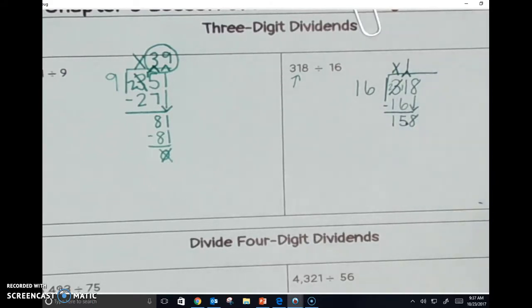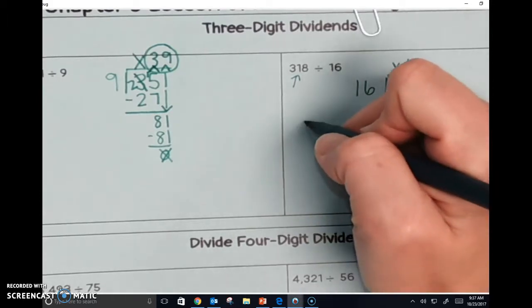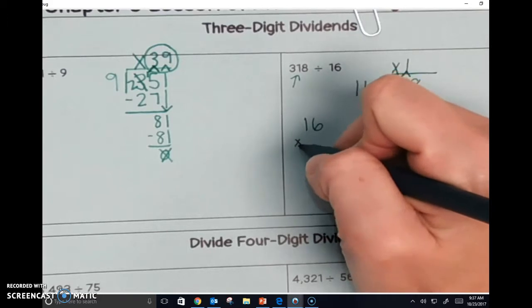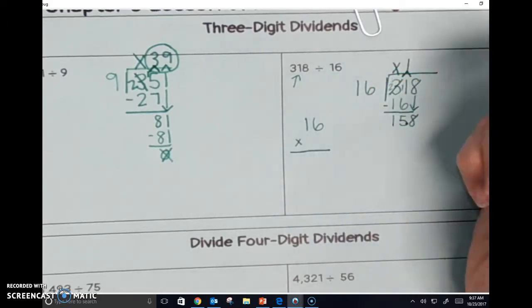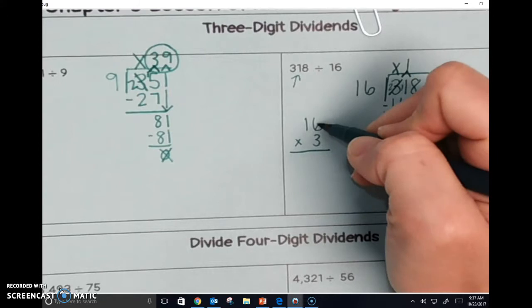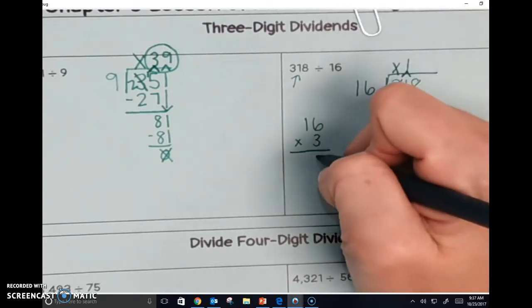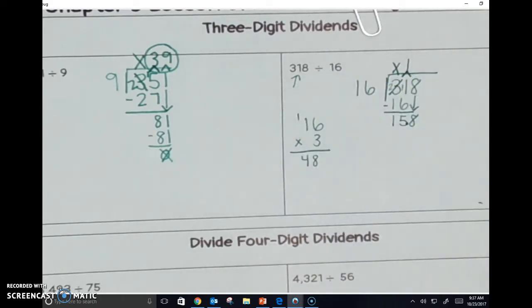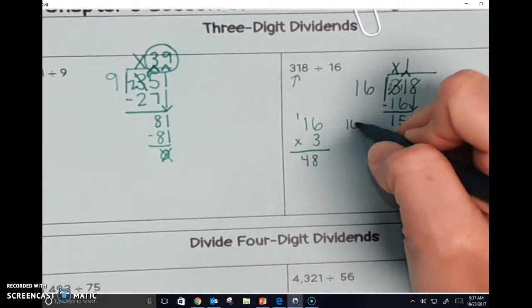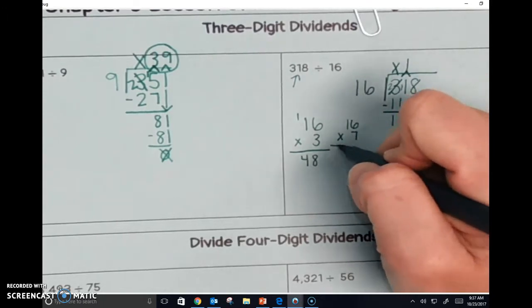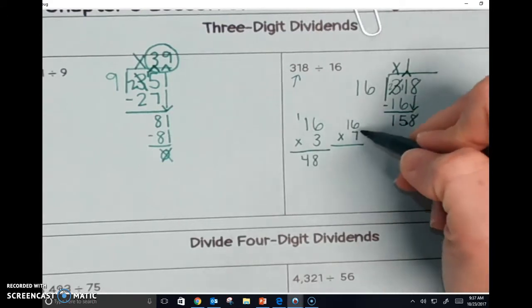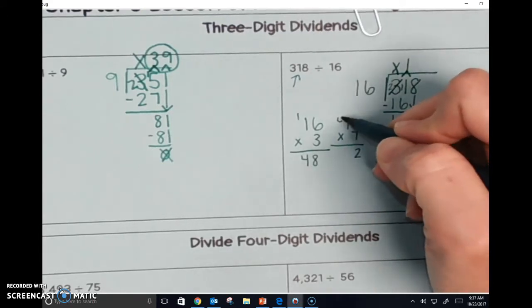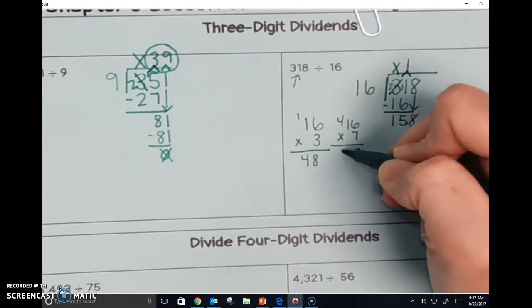Okay, so I don't know that one off the top of my head. So I'm going to go along the side, and I'm going to say 16 times something. You think 3? Okay, 6 times 3 is 18. Oh, I think it's going to be a little bigger, right? Because it's 158. Try 6. How about 7? So 16 times 7. 6 times 7, we get 42.